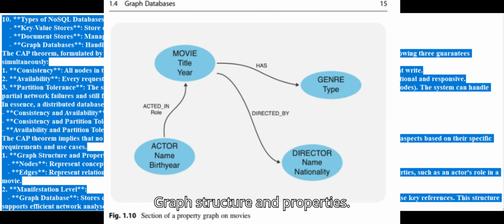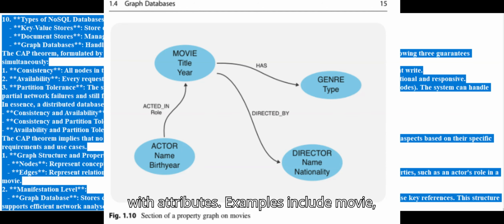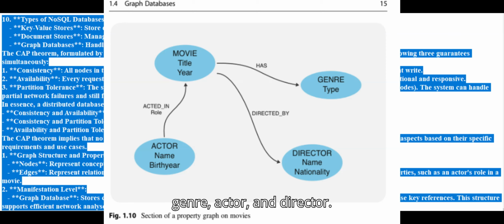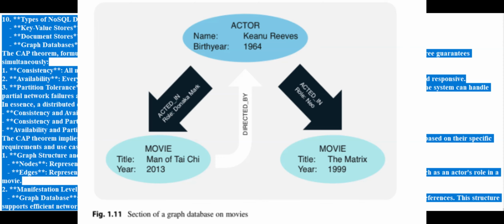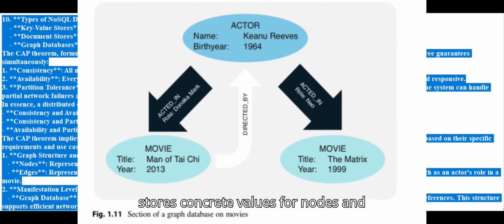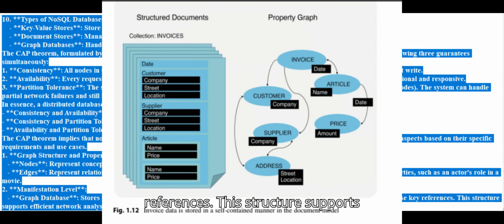1. Graph structure and properties. Nodes represent concepts or objects with attributes. Examples include movie, genre, actor, and director. Edges represent relationships between nodes, such as acted_in, has, and directed_by. Edges can also have properties, such as an actor's role in a movie. 2. Manifestation level. A graph database stores concrete values for nodes and edges as separate records, differing from relational databases that use key references. This structure supports efficient network analyses.